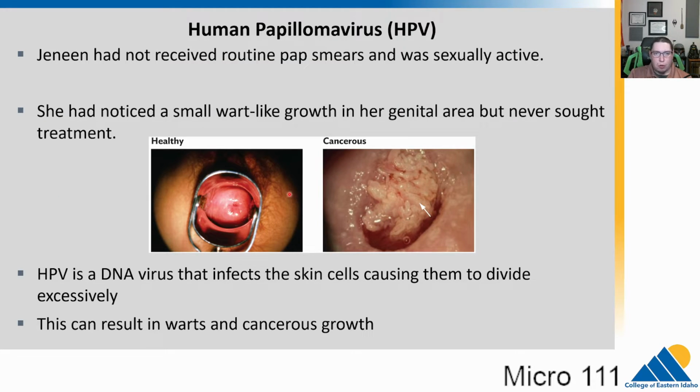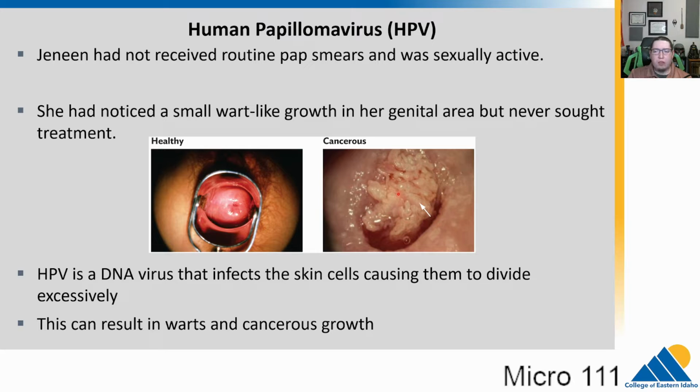What happens here? She hadn't been going for routine pap smears and was sexually active. That increases her risk. I'm not demonizing it, but it does increase the risk of transmitting HPV. We've talked about HPV. We have a vaccine against it. So it's very important for young people to get that before they become sexually active, because once you have HPV, you can't get vaccinated against it.